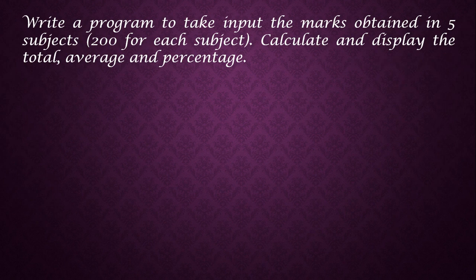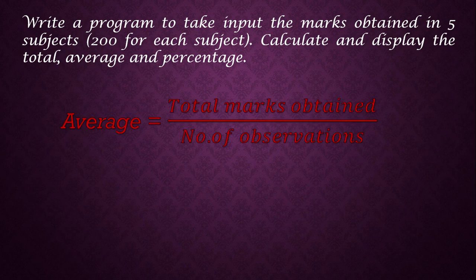Now let us go to the last program of today's video. We have to take input marks obtained in 5 subjects, and full marks for each subject is 200. Now we have to calculate and display the total, average and percentage. Before that, let us look at the formula. Average means the total marks obtained divided by the number of observations. Number of observations here means the number of subjects that I am taking.